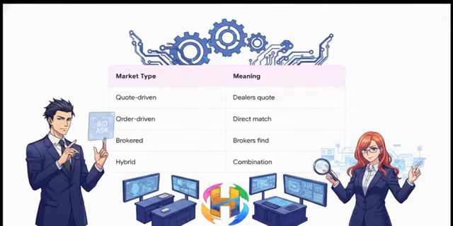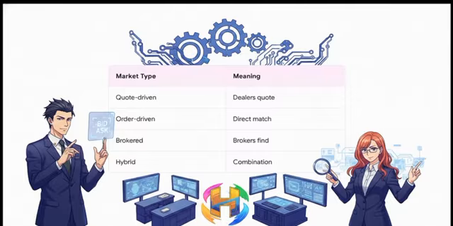Okay, there are 4 primary market types you absolutely must have locked down. First, quote-driven markets. This is where dealers act as counterparties. They literally provide specific bid and ask prices just to maintain liquidity. Second, we have order-driven markets. Here, buyers and sellers are matched directly with one another, usually by an electronic system. Third are brokered markets, where brokers hit the phones, so to speak, to actively find counterparties for really large or difficult trades. And finally, hybrid markets, which are, you guessed it, just a combination of the other models.